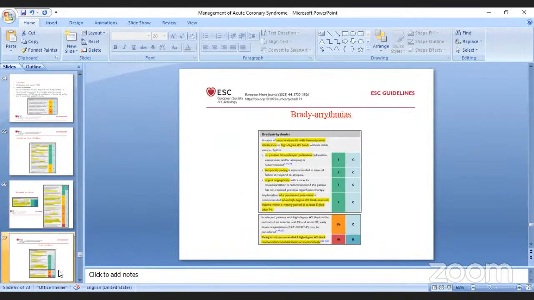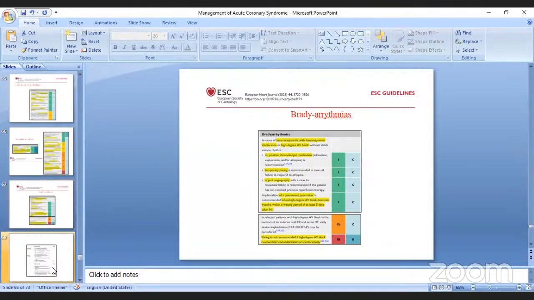In case of bradyarrhythmias, sinus bradyarrhythmia with hemodynamic intolerance or high degree AV block, a positive chronotropic medication must be started, temporary pacing must be done, urgent angiography has to be done, and a permanent pacemaker is recommended when the high degree AV block does not resolve within a waiting period of at least 5 days after MI. And in selected patients, patients have to go in for a CRTD or a CRTP. And pacing is not recommended if the high degree AV block resolves after revascularization or spontaneously.